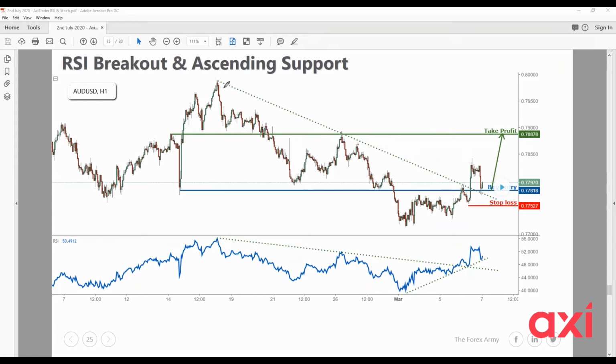You can see that we have a nice descending resistance here. It is holding price down very nicely. Then price broke out from here, and it's back down to retest this level. Now, you all know that this is my favorite kind of support.